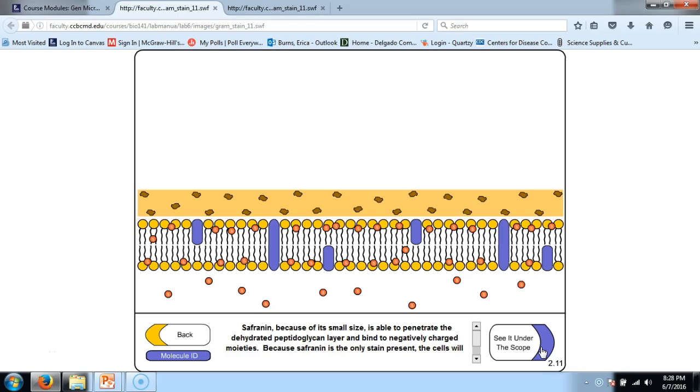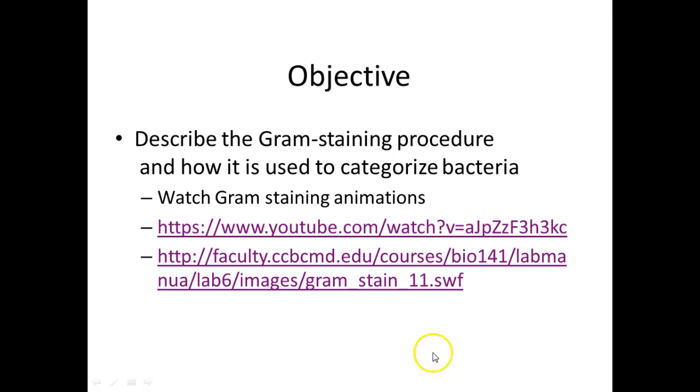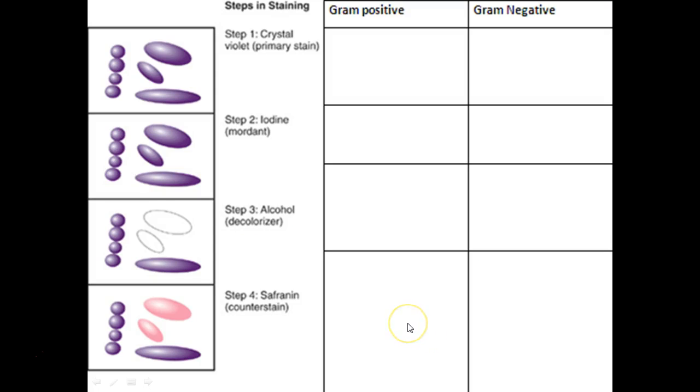So by doing this, how these different layers respond to this procedure, doing it in the correct steps in the correct order, you're going to get either purple, which says thick peptidoglycan layer, or pink, which says thin peptidoglycan and outer membrane, if you're talking about bacteria. So those two links are there.